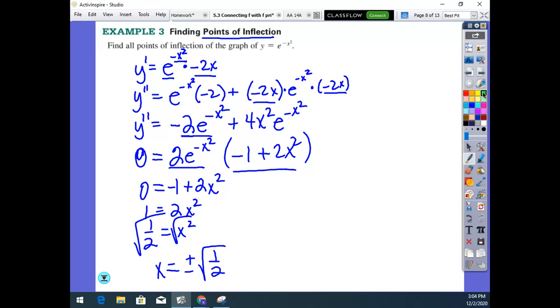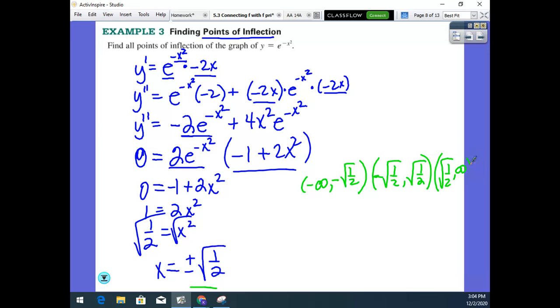So we're just going to use our intervals. We always start with negative infinity, then choose the smallest value, negative square root of 1/2. Never include on the second derivative. Then negative square root of 1/2 to positive square root of 1/2, and then positive square root of 1/2 to infinity. So now we're going to check concavity. So we're checking y double prime.